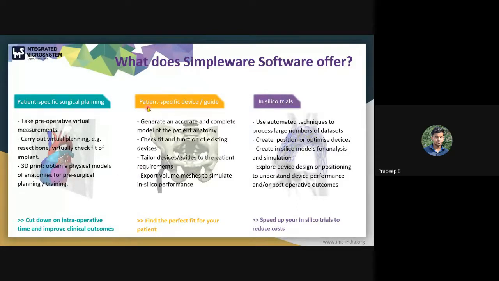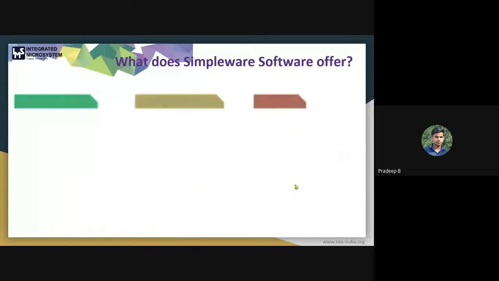For patient-specific devices and guides and in silico trials, we can use automatic techniques to process a large number of data sets. We can create, position, or optimize devices. We can create in silico models for analysis and simulation, or export device design or positioning to understand device performance and post-operative outcomes. Basically, you can speed up your in silico trial to reduce the cost.